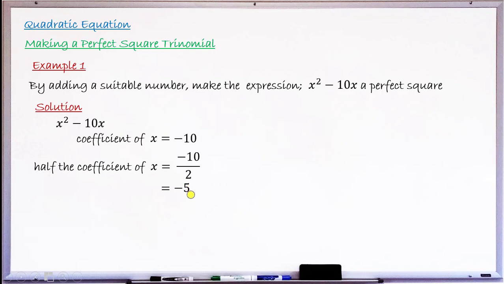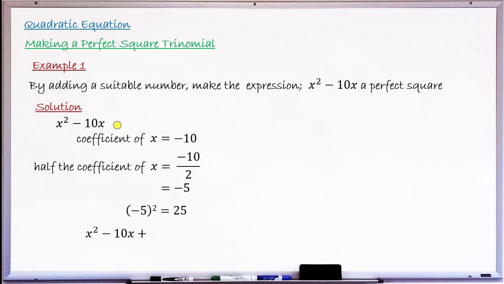Then what I'm going to do next is to square this minus 5, that is, half the coefficient of the lettered term. So 5 squared will be 25. That is minus 5 times another minus 5. So it is this 25 that I'm going to add to x squared minus 10x to get 3 terms. And that trinomial is now going to be surely a perfect square trinomial.